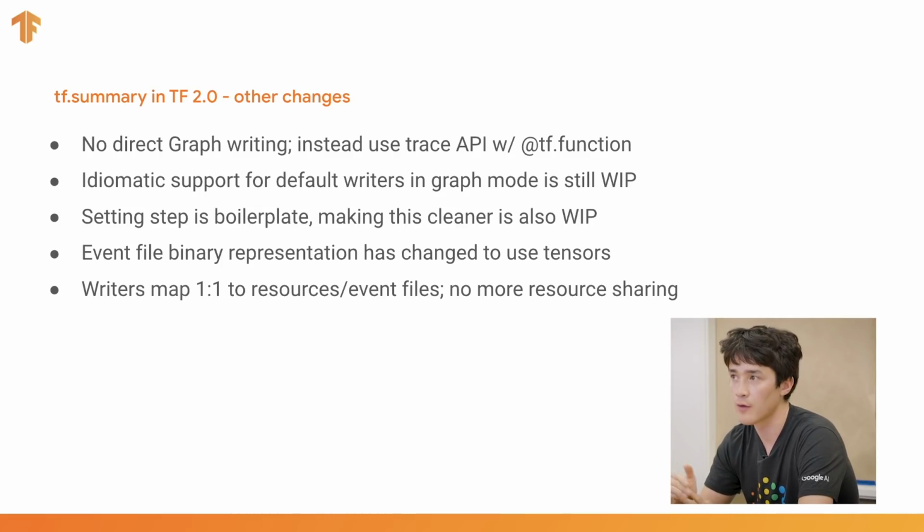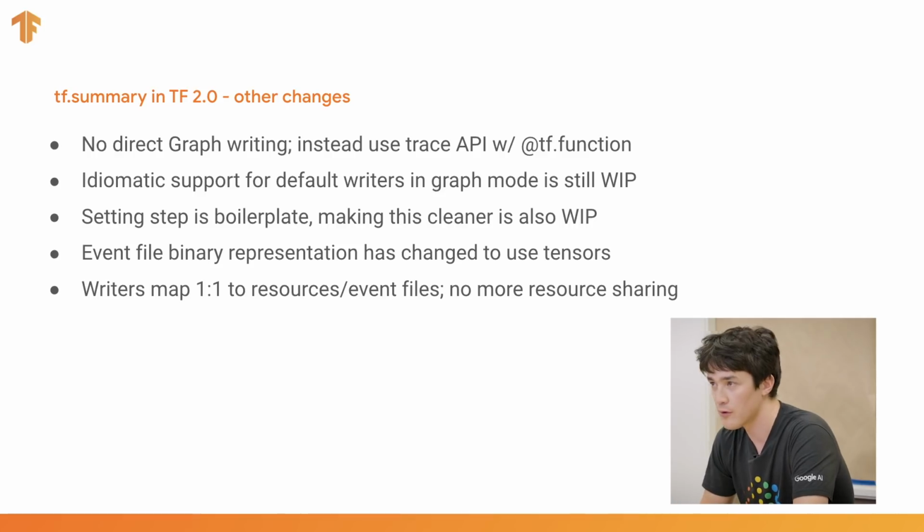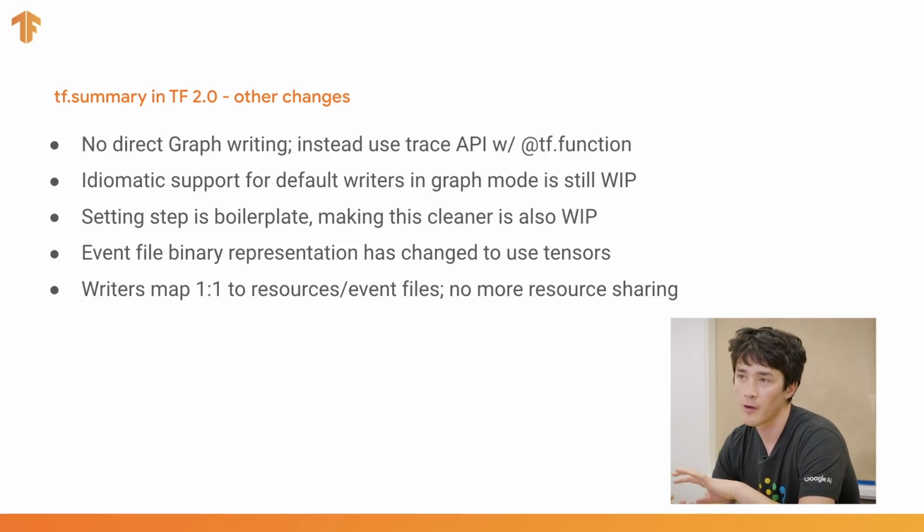Then this is what I was alluding to. It's still a little bit tricky to use default writers with graph mode, since it's not always the case that you know which writer you want to use as you're assembling the graph. So we're working on making that a little bit more user-friendly. And setting the step for each op is also definitely boilerplate. So that's another area where we're looking to make it possible to set the step, maybe in one place or somehow in the context, to avoid the need to pass it into ops individually.